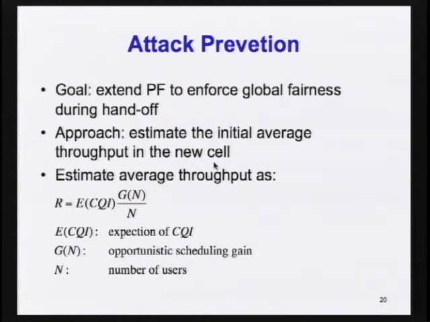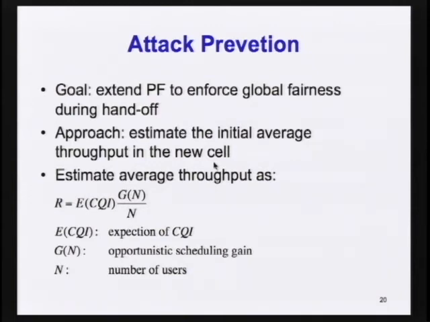So the approach is very intuitive. Once a cell phone moves from one cell to another, its average throughput should move with it. This is not too difficult to implement, because once a cell phone moves from one cell to another, some other information has to move with it as well, such as how many minutes it has used from the previous cell. So we just want to add this additional information to move with the cell phone.